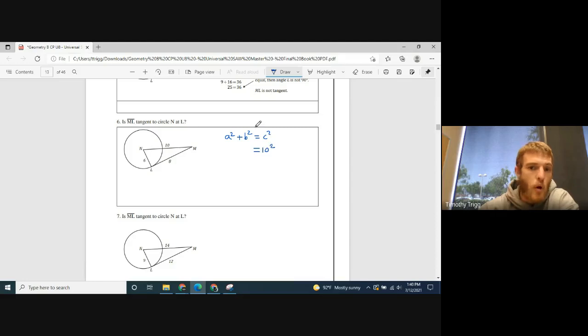And we don't know if it's equal yet, so I'll put a little question mark over the equal sign, and another question mark over the next equal sign, because I don't know if it's equal yet. But then this is our a and our b, the 6 and the 8. So 6 squared plus 8 squared. Let's work this out. Let's see if it's equal. If it is equal, then this is a right triangle.